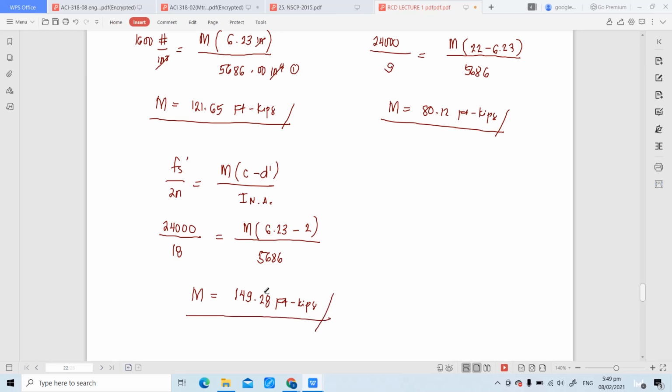So, mapapansin nyo, meron tayong tatlong moment values na na-compute using the allowable stress ng concrete tsaka steel bars natin. Ano yung magiging value ng moment? Ang magiging value ng moment na safe ay yung pinaka-maliit. Ito po yung magiging sagot po natin. Moment is 80.12 feet kips.